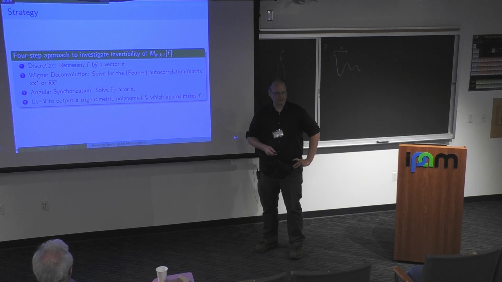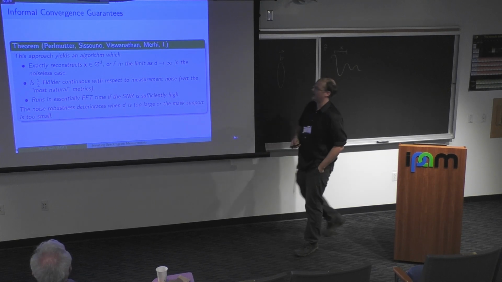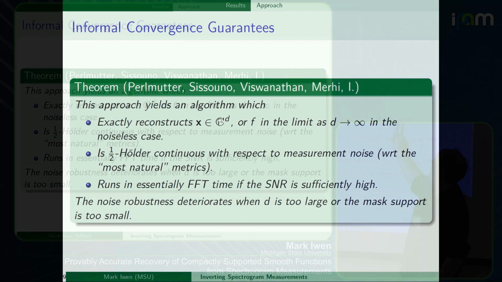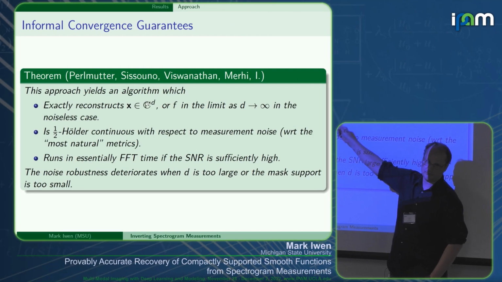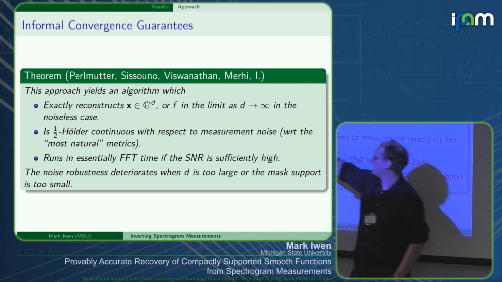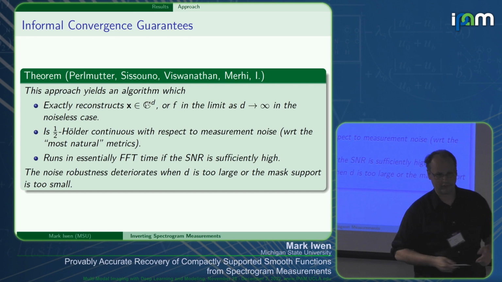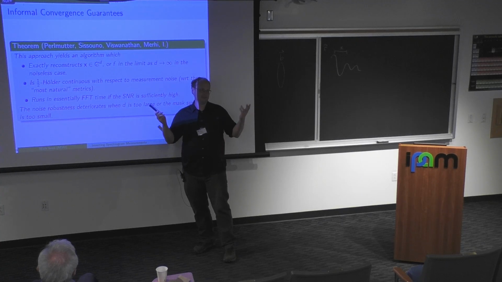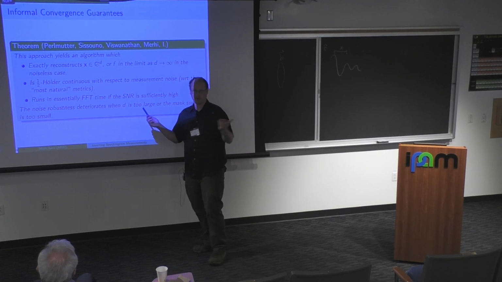I don't see anyone sleeping yet, so that's a good sign. All right, so here's the cartoon version of the theorem that we're going to do the hand wavy proof of here. We're going to exactly reconstruct the finite dimensional signal if we're talking about finite dimensional phase retrieval, or in the limit as our number of measurements goes to infinity, a sufficiently nice function in the noiseless case. So we'll show effectively that for specific choices of shifts, frequencies, and masks, we'll have exact recovery if there's no noise. So yay, you can do phase retrieval in the non-existent setting of no noise.